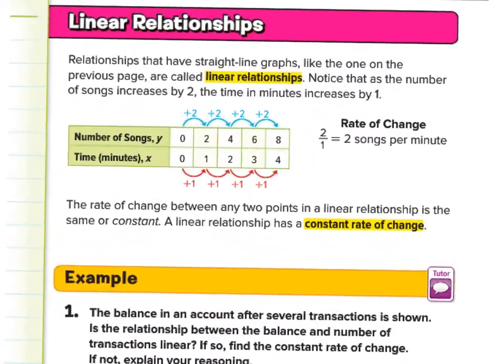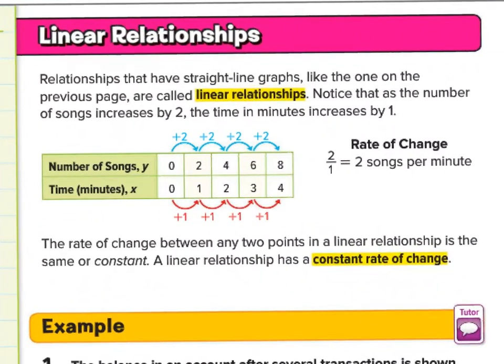So what is a linear relationship? Let's take a look at what a linear relationship is. Relationships that have straight line graphs, like the one on the previous page, are called linear relationships. Notice that as the number of songs increases by 2, the time in minutes increases by 1. And this is a constant rate of change. As we have +2 on the top, we have +1 on the bottom, and it doesn't change. It's not like here's +2, and then over here +2, and then here +5, and then here +7. No, it's constant. So the rate of change is 2 for 1, which is 2 songs per minute.